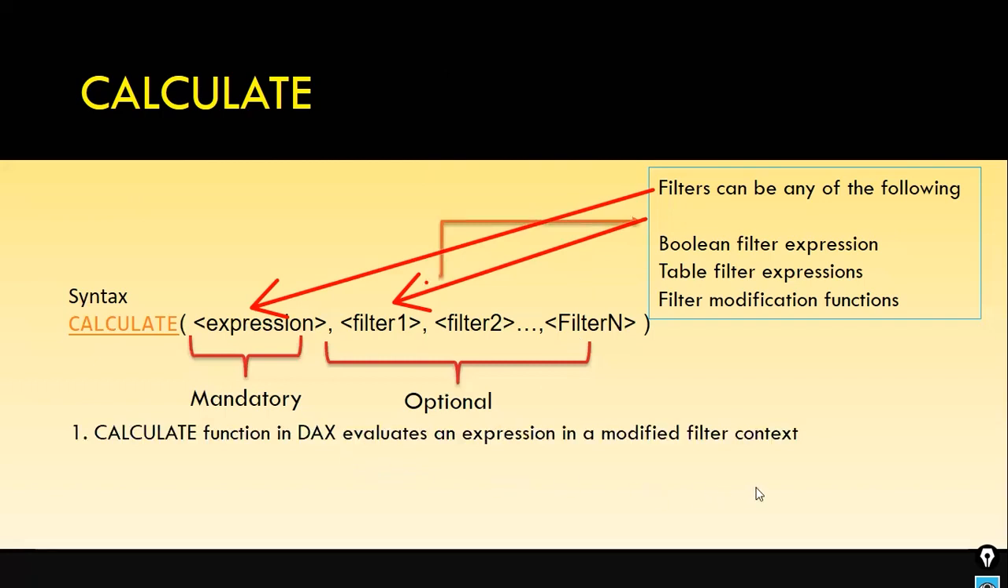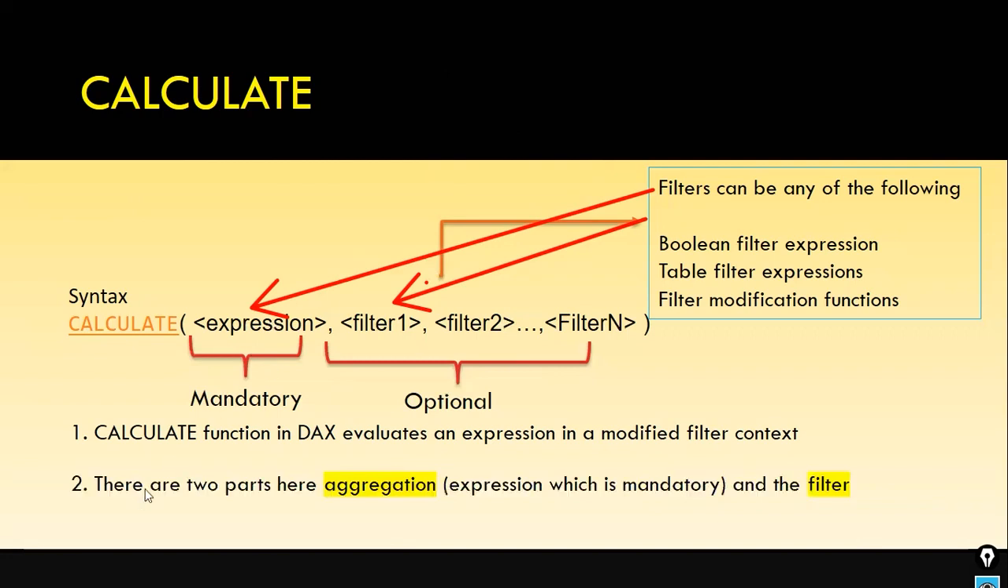The calculate function in DAX evaluates an expression in a modified filter context. There are two parts here: the aggregation, which is mandatory, and the filter, like I said earlier. The calculate function is very similar to the Excel SUMIF function. If you have worked in Excel and are familiar with the SUMIF function, it is somewhat identical to that one.